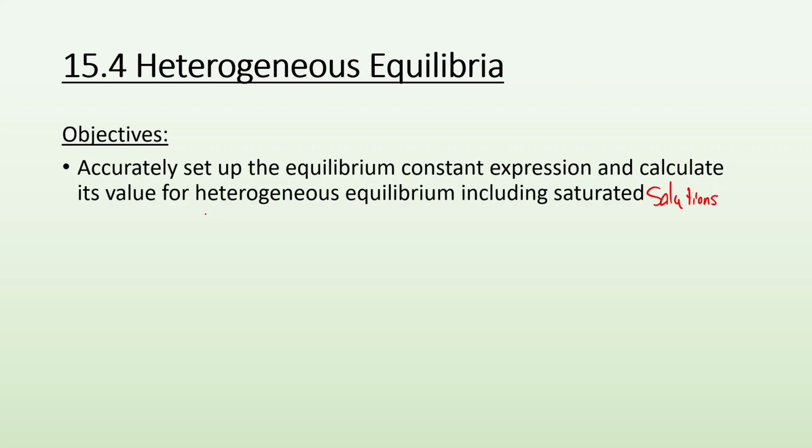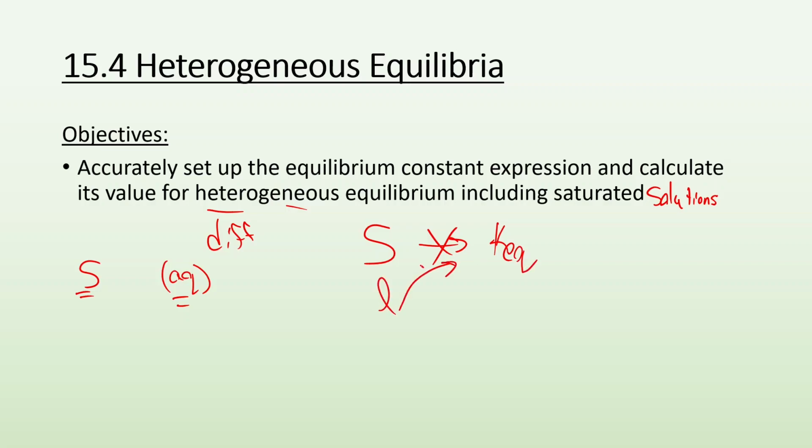All right, so hetero means different. It's talking about composition. So we're talking about when we have a mixture of, let's say, solids and things that have dissolved. We have a heterogeneous equilibrium because we have compounds that are in different states. And basically, the takeaway is solids, you don't use in the KEQ. Same thing with pure liquids. You don't use them in the KEQ.